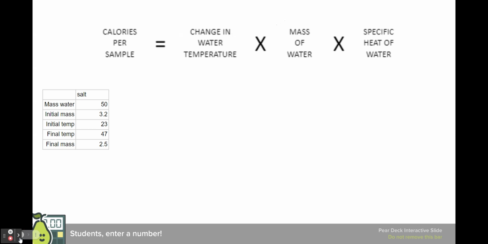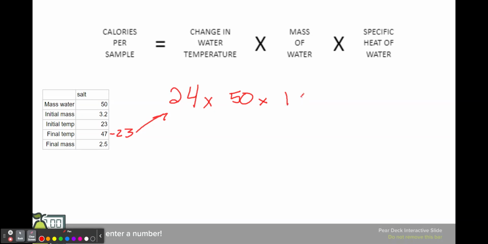I'll try one more. So this is for your saltines. I have to find my change in water temperature. So 47 minus 23 is 24 degree temperature change. Right? 47 minus 23 is 24. My mass of water is 50. My specific heat of water is 1.